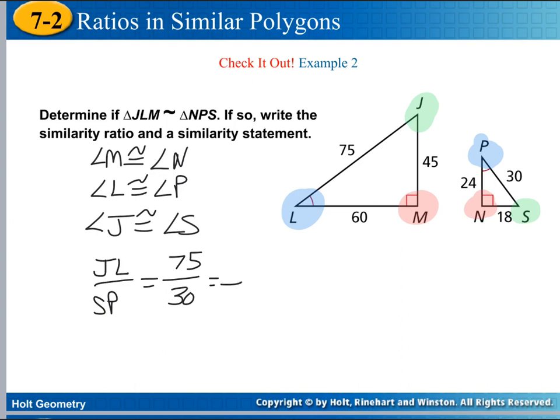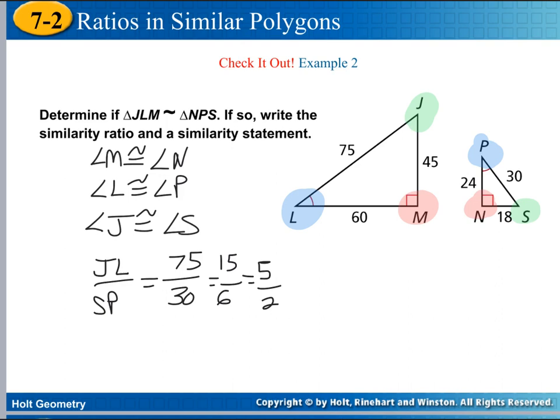So we want to reduce this, and so I know that 5 goes into both of these. 5 goes into 30 6 times. 5 goes into 75 15 times. It could go further than that, though. That's not all the way down, so I missed a factor. So 3 goes into 6 twice. 3 goes into 15 5 times. So this is 5 over 2. So the ratio is 2.5.